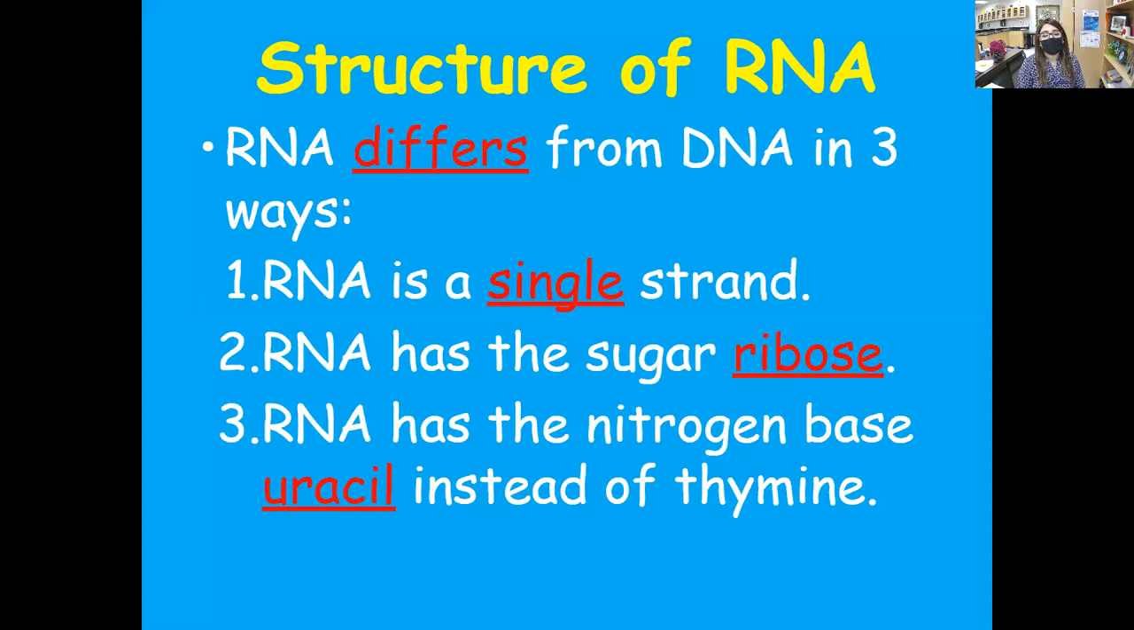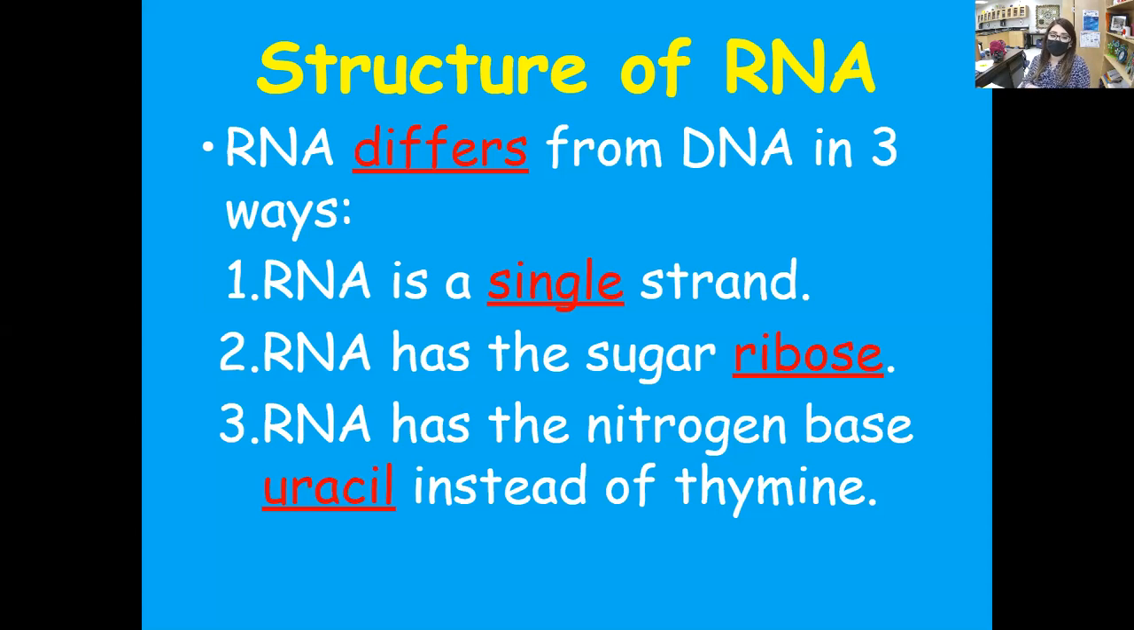Now, a couple of reminders, because we're constantly having to differentiate between DNA and RNA. DNA is double-stranded. RNA is single-stranded. DNA has deoxyribose. RNA has ribose. DNA has thymine, RNA has uracil.